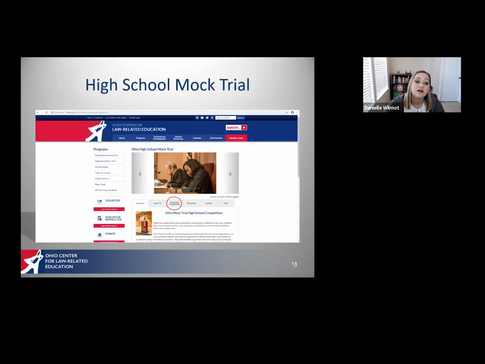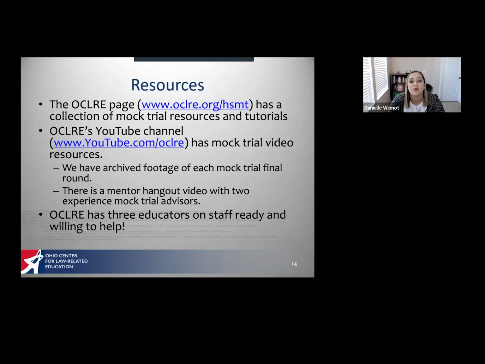And lastly, I'm just going to run through a couple of resources that are helpful in continuing throughout the program. So this is a link to the webpage that I just showed you a screenshot of. The OCLRE page, it's simply oclre.org/HSMT. That has a collection of everything I just mentioned. So resources can be found there, updates and tutorial videos. Anytime we put out new resources will also go on that page.